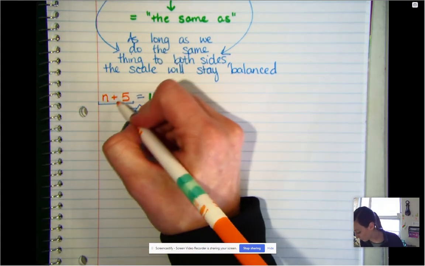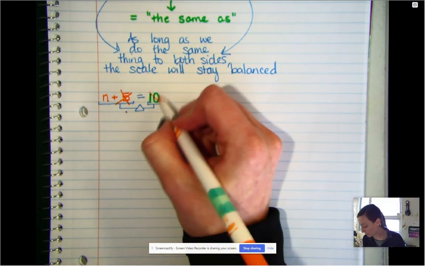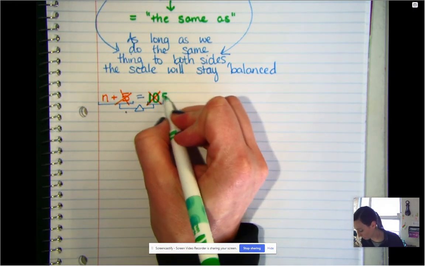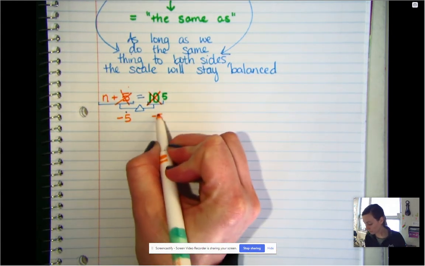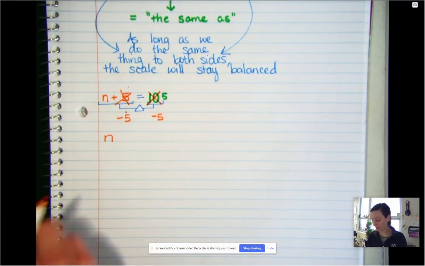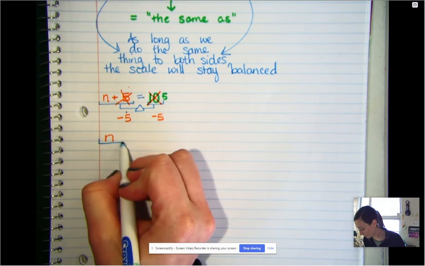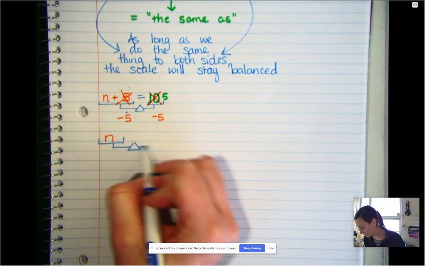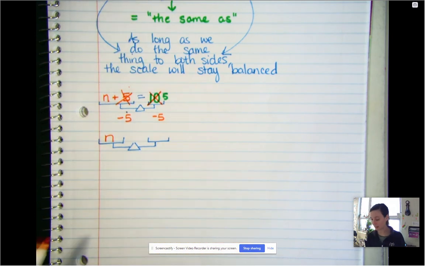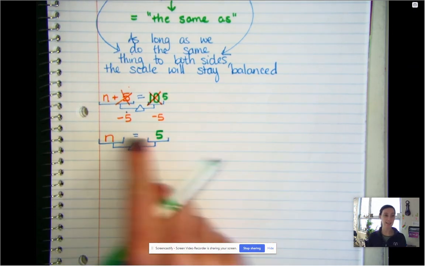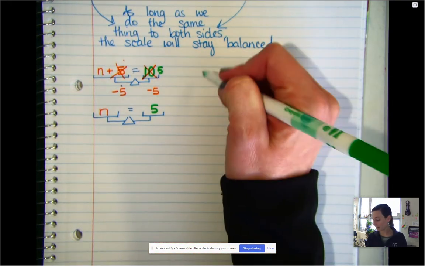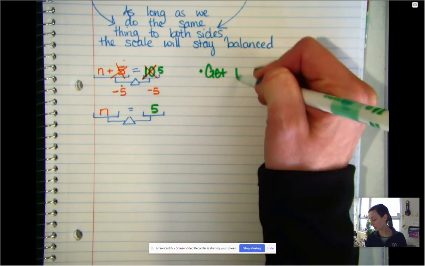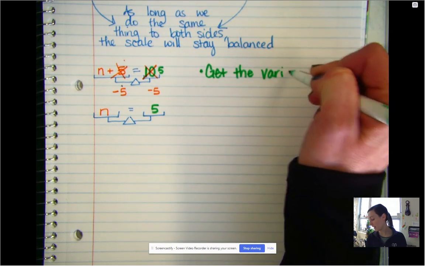I'm going to remove 5. So I'm going to remove the 5 here. And when I take 5 away here, I will have 5 left over, right? Because I took 5 away. Now on this side of the scale, I have just n, and n is balanced with, it's on the other side, it's the same as 10 minus 5 is 5. So n is the same as 5. So we figure this out by, we get the variable by itself. Remember, the variable is the letter.